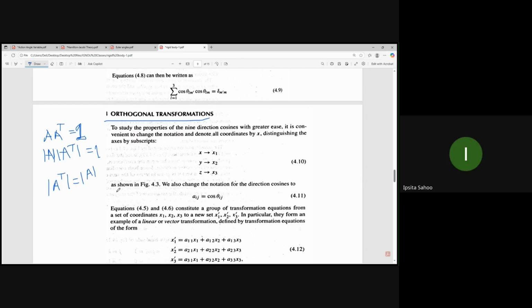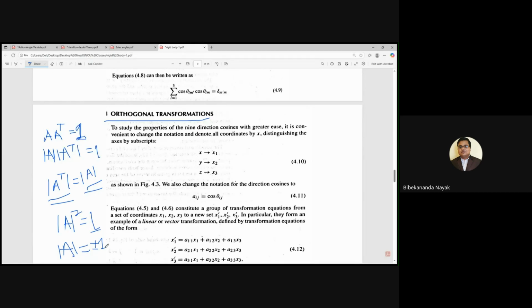Yes, sir. So if you change rows to columns and columns to rows, then the determinant does not change. The determinant of A transpose is the same as the determinant of A. So that means we can say mod A determinant squared is equal to 1. Then what is the value of determinant A? The square root of 1 means it is plus or minus 1.